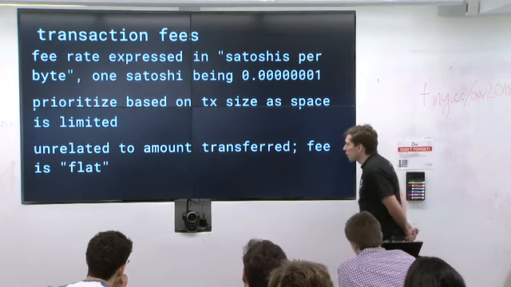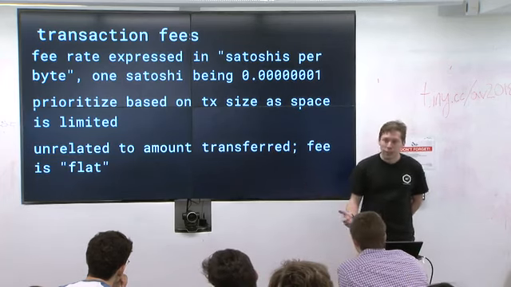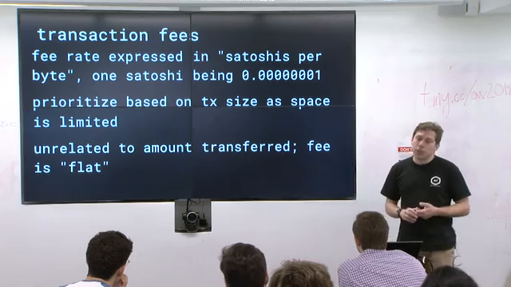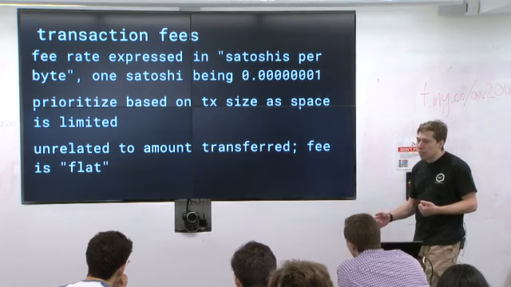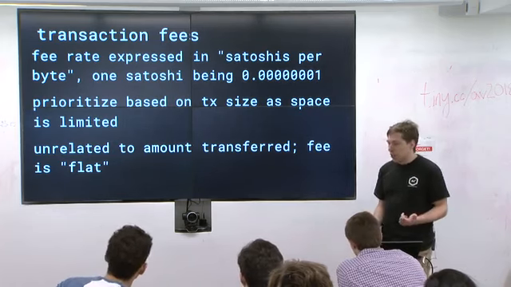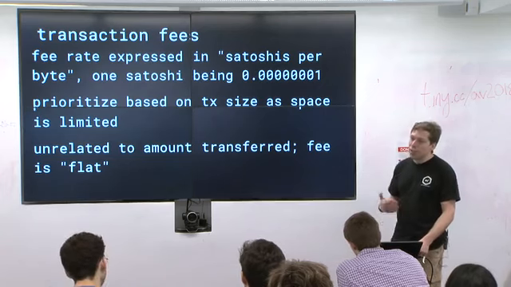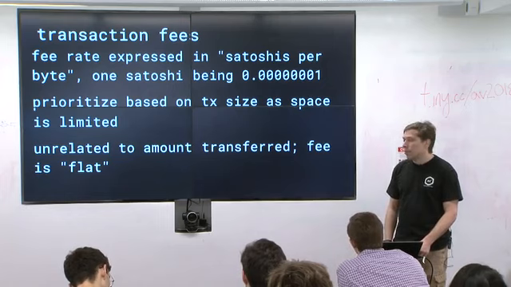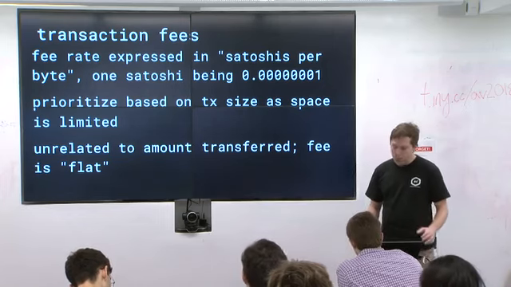What's also interesting is it's totally unrelated to the amount of coins being transferred, right? So in that sense, the fee is flat. Whether you're sending 100 Bitcoins or 1 Bitcoin or a millionth of a Bitcoin, the miner doesn't really care. It's just based on space. You're paying for your data usage of the network, and your actual monetary value transferring is unrelated to that.